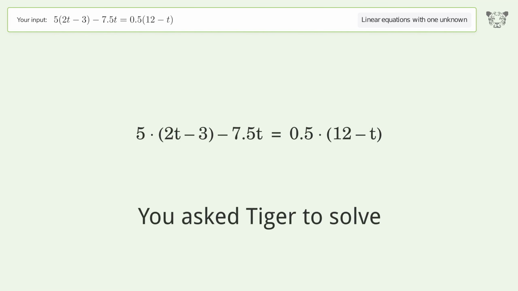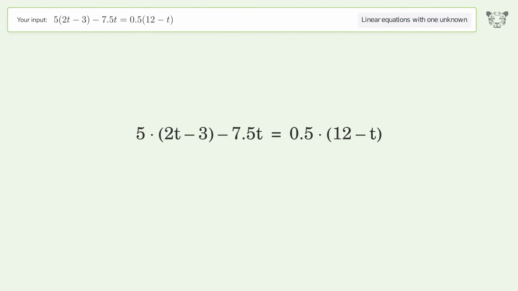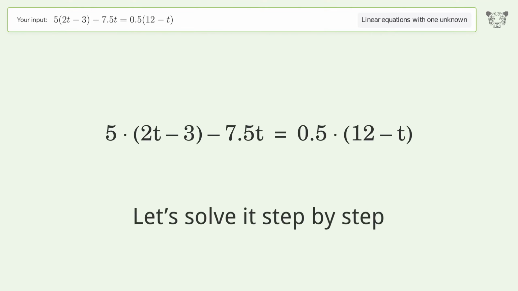You ask Tiger to solve. This deals with linear equations with one unknown. The final result is t equals 7. Let's solve it step by step.